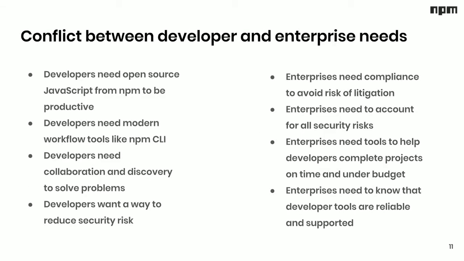The conflict between developer and enterprise needs leads to an impedance mismatch between what JavaScript developers are used to and want to do and what the enterprise allows. Enterprises need to ensure compliance, security, and reliability, but they need tools to do that in a way that helps developers complete projects on time and under budget.